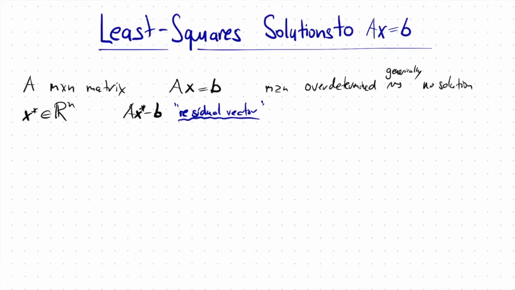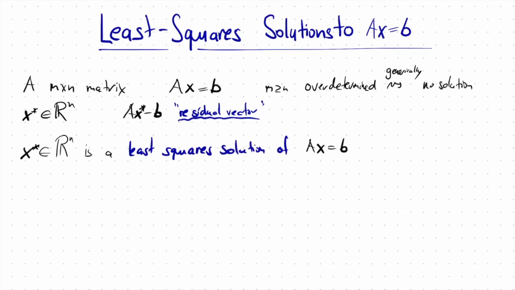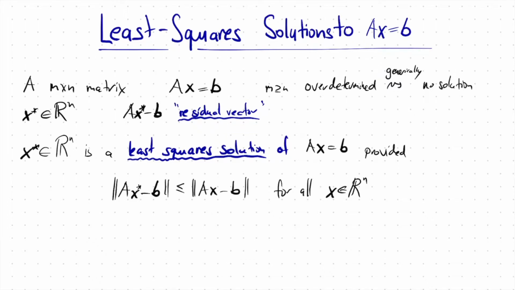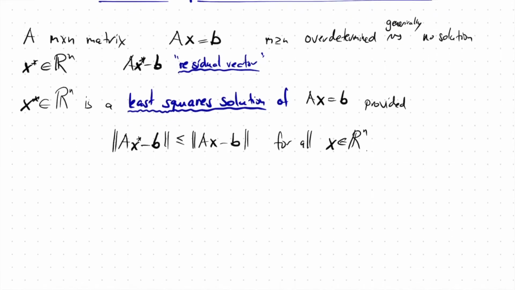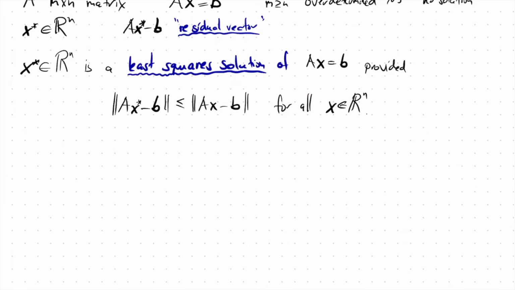So how do we formulate this? We say x star in Rn is the least squares solution of Ax equals b provided the residual vector is minimal in the following sense, namely the norm, so the length, of Ax star minus b is less or equal than the norm of Ax minus b for any x in Rn. So it's minimal. What does that mean geometrically? Let me draw a small picture.